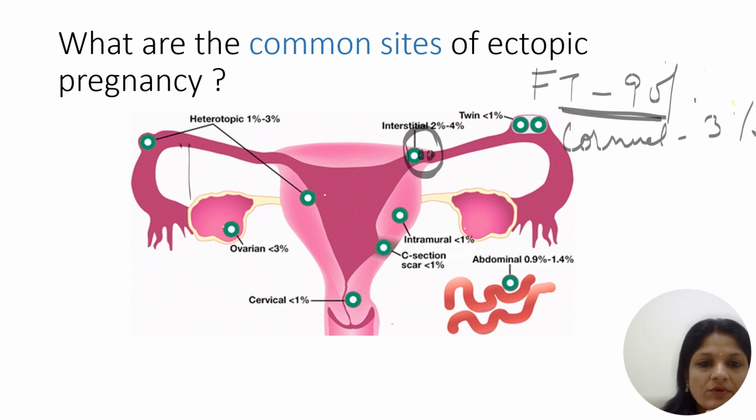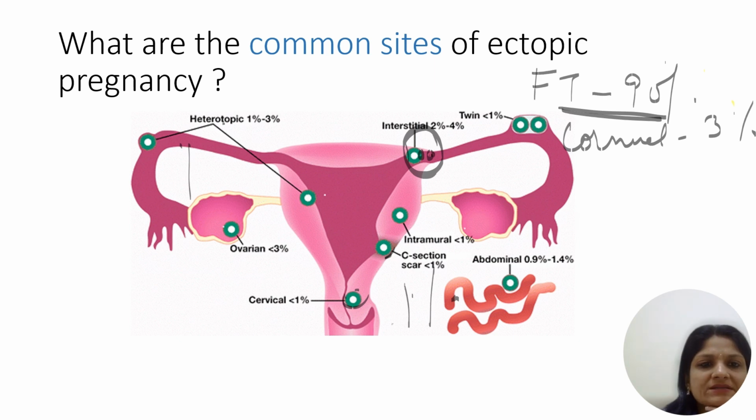And if we come down from below, the other sites of ectopic will be a cervical part. Okay, it can be a cervical ectopic, it can be a C-section scar ectopic. Okay, it can be an intramural or lodging in the myometrium of the uterus. So all these will constitute around 1%. Okay, the rare kinds of ectopic are ovarian ectopic, which is very rare, around 1%. It will be less than 1%.